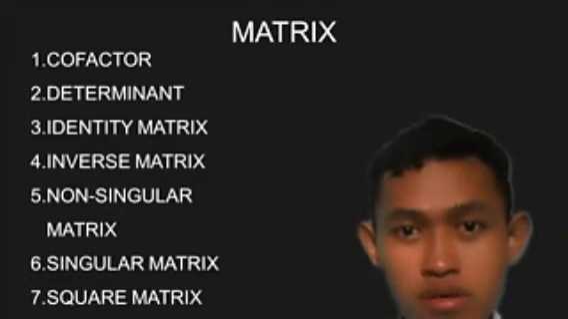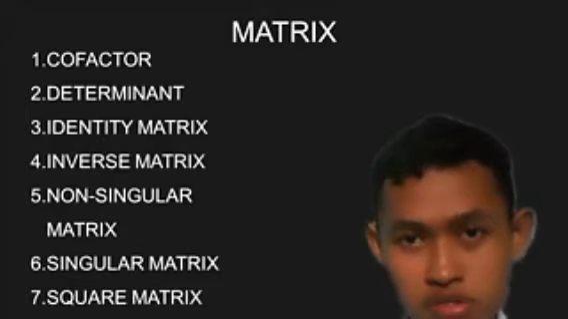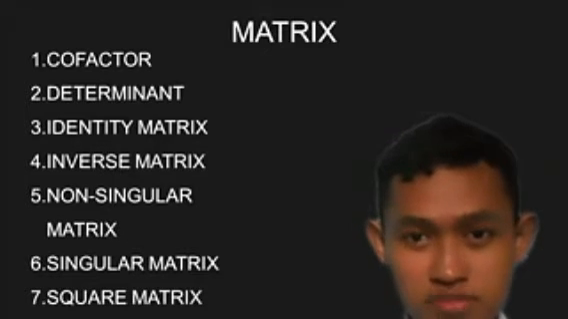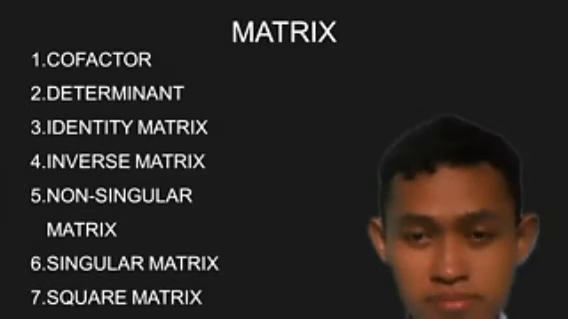There are 7 points that I want to explain more with you. There are cofactor, determinant, identity matrix, inverse matrix, non-singular matrix, singular matrix, and square matrix. Okay, let's go to the first point.